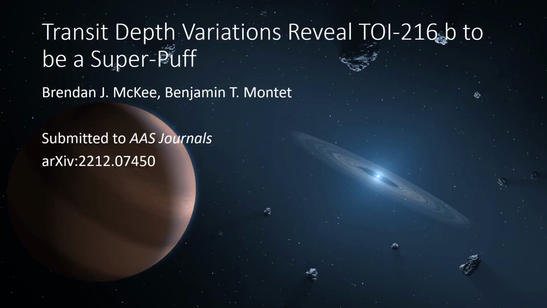Next, we have transit depth variations reveal TOI 216b to be a superpuff. And this was an interesting one for a couple reasons, but the first one was that I had not seen transit depth variations before. Transit timing, transit duration, of course, but not depth. But it's actually pretty simple. It's something that works with grazing transits and orbital precession. And maybe you could make it work for non-grazing transits with limb darkening, but that would be much harder.